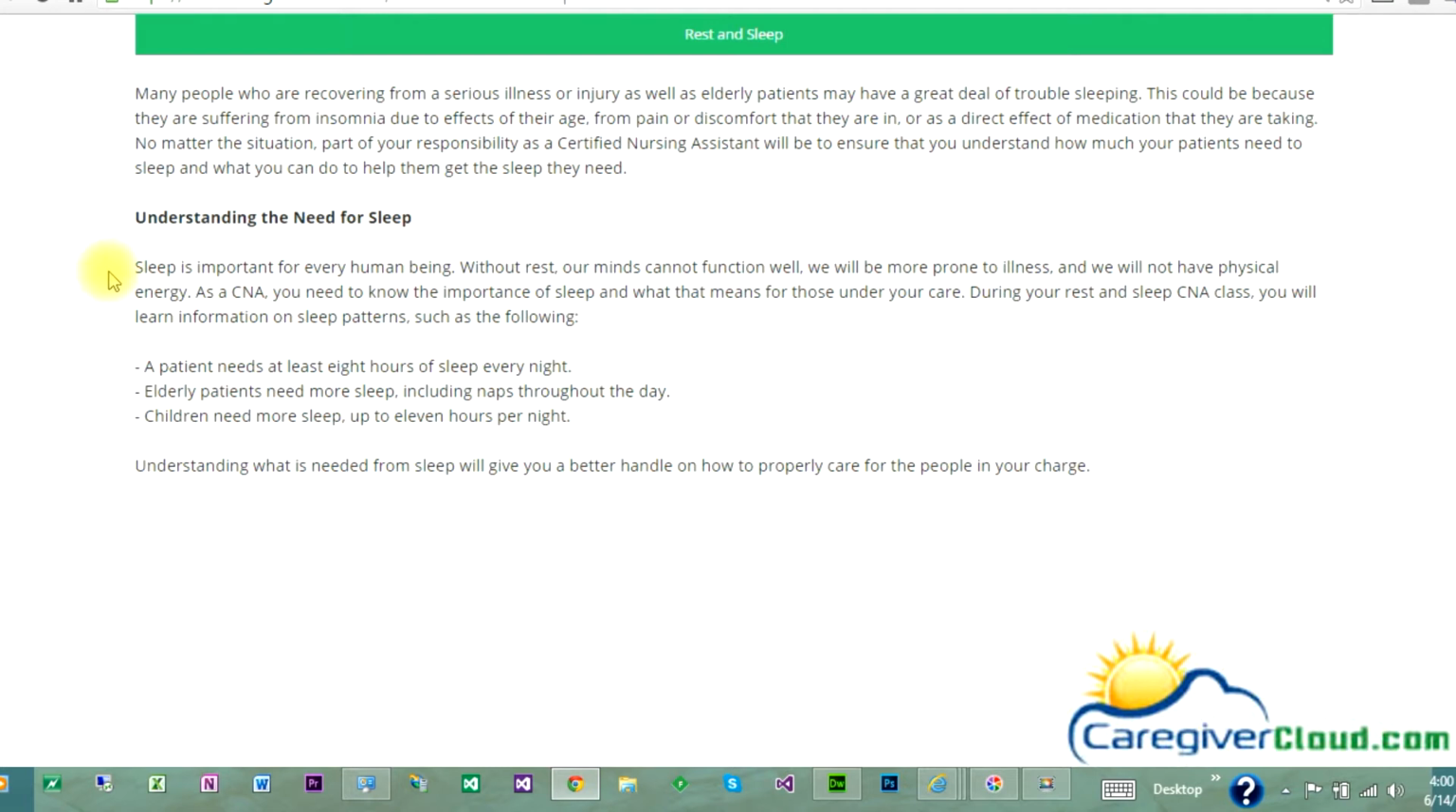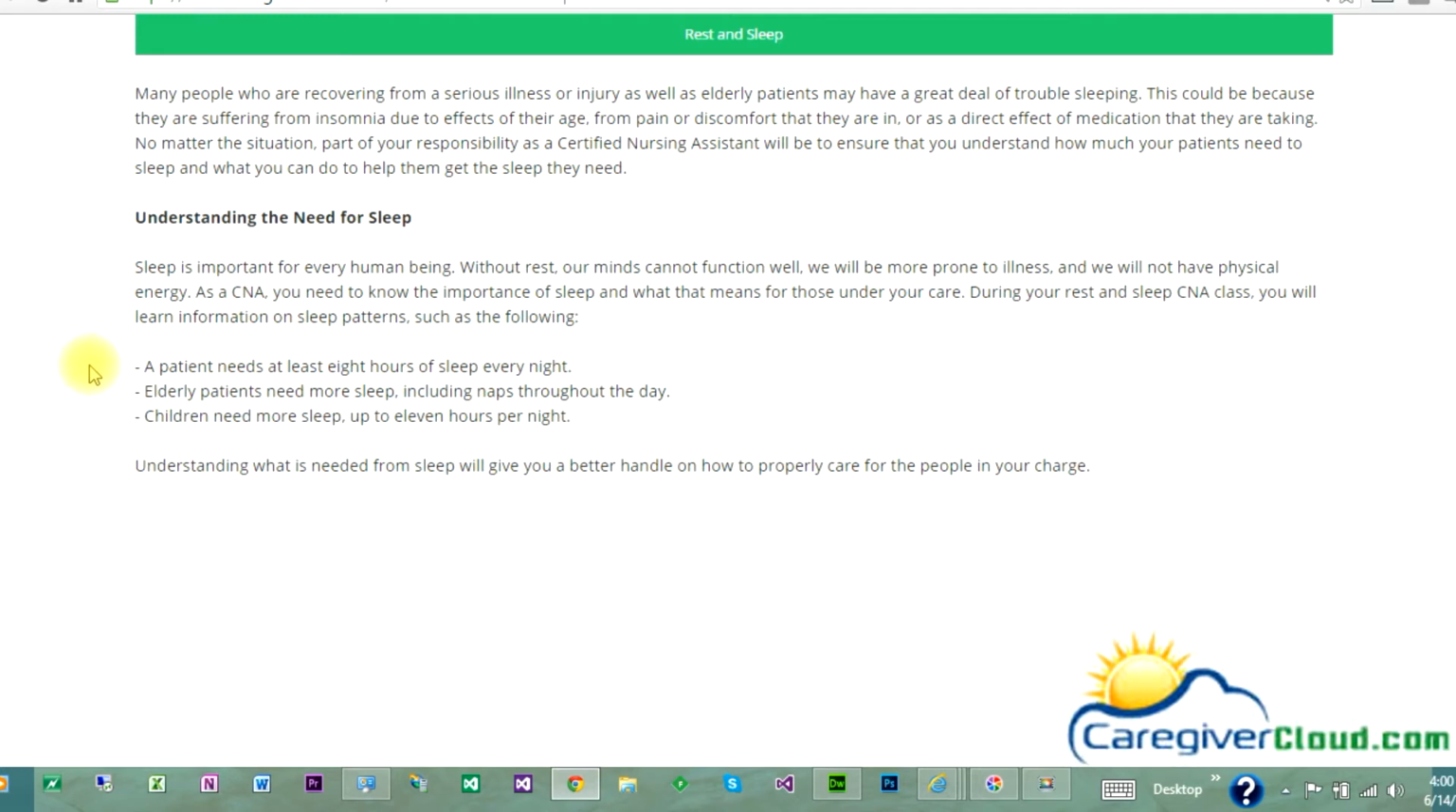Understanding the need for sleep. Sleep is important for every human being. Without rest, our minds cannot function well, we will be more prone to illness, and we will not have the physical energy. As a CNA, you need to know the importance of sleep and what that means for those under your care. During your Rest and Sleep CNA class, you will learn information on sleep patterns such as the following.